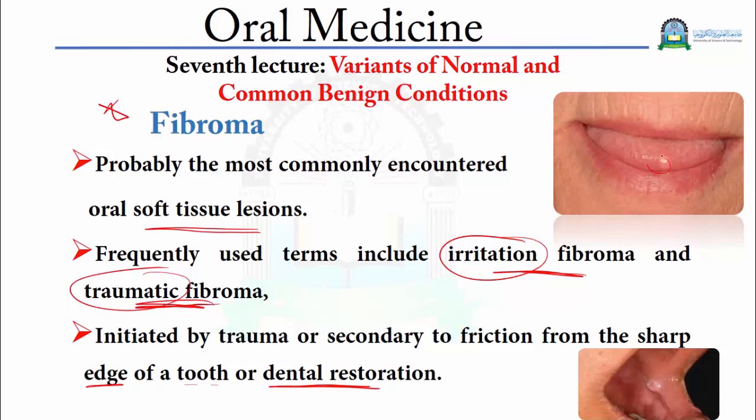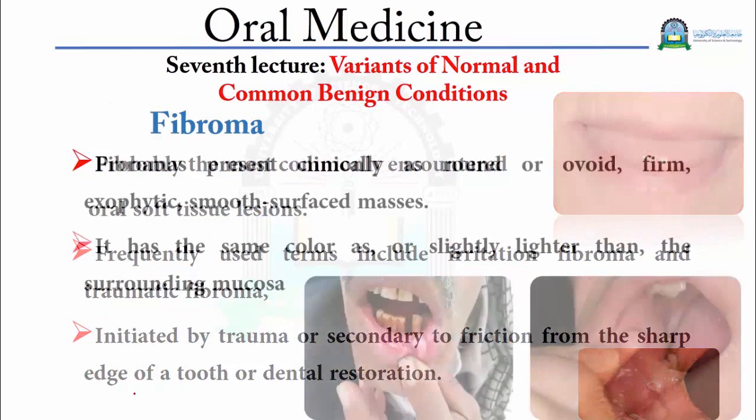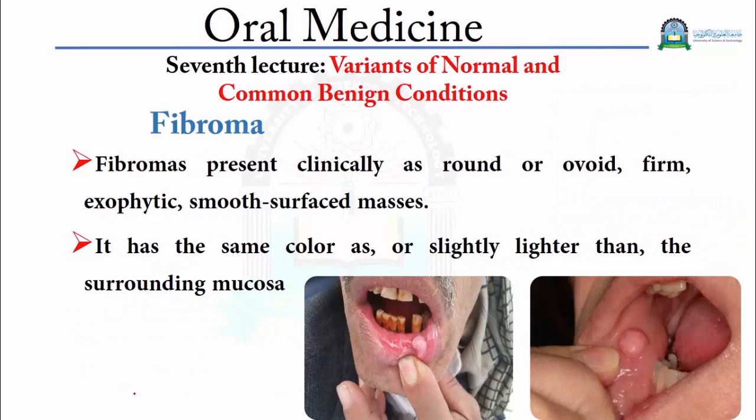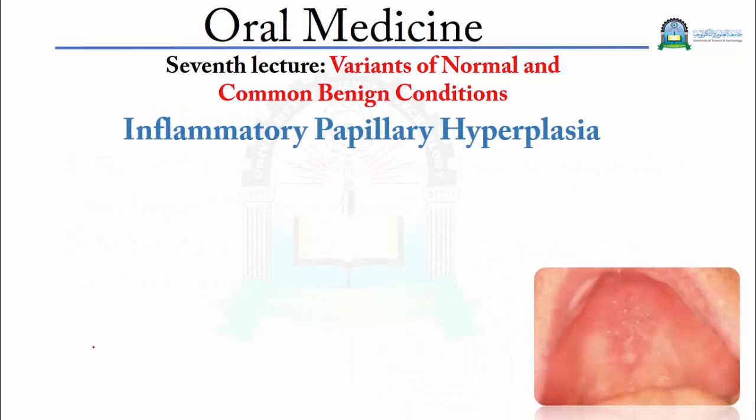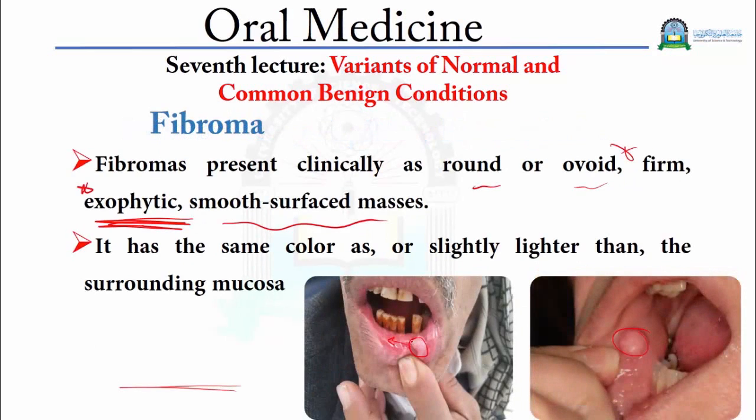This is the clinical appearance of fibroma. Fibroma presents clinically as a round or ovoid, firm, exophytic, smooth surface mass. It has the same color as or slightly lighter than the surrounding tissue. This is another clinical case of fibroma, slightly lighter than the surrounding tissue in color, with a smooth surface. The treatment of fibroma is surgical removal.